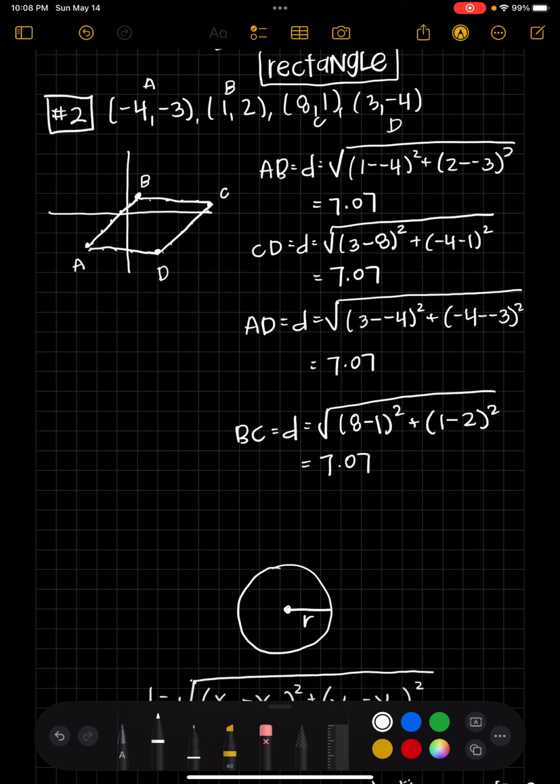So because all of the sides are the same, that means that it's either got to be a square or a rhombus. Now we just have to double check one of the angles. And if one of the angles is a 90-degree angle, then it has to be a square. If it's not a 90-degree angle, then it's a rhombus. So once again, I'm going to check angle A. I don't think it's a 90-degree angle just based on the way that it looks, but let's double check.